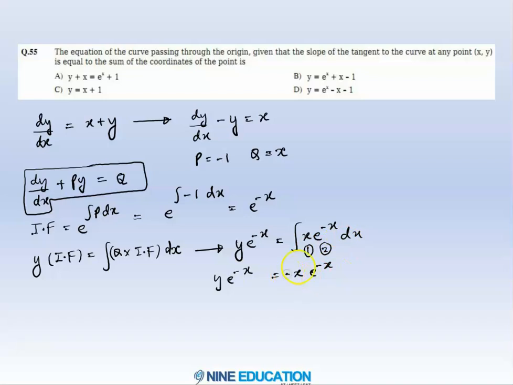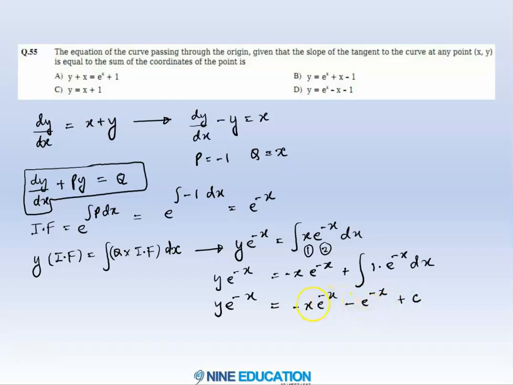So basically a minus will come here. Then we have minus the integration of d by dx of the first function, which is 1 only, into the integration of the second, which is again minus e power minus x. So this will become plus e power minus x dx. So we will get y e power minus x is equal to minus x e power minus x, and again we will be getting minus e power minus x plus some constant.